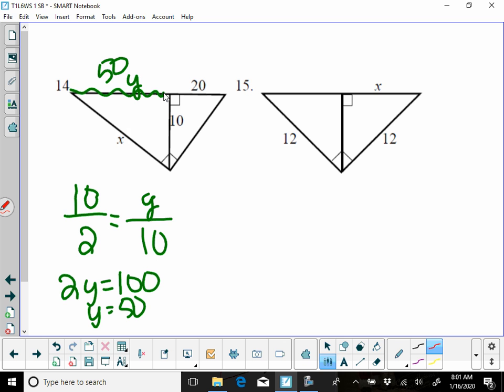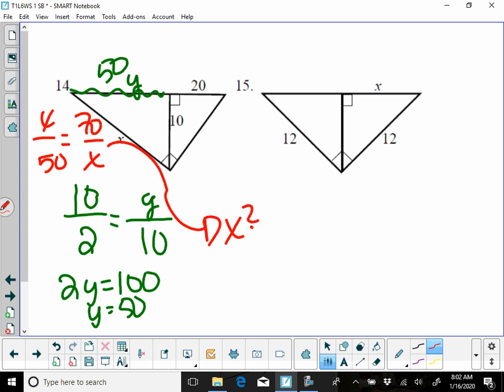Or you could do leg up, leg down, hypotenuse piece, hypotenuse. So if you did leg up, leg down, then X would be your leg. So leg up, leg down, hypotenuse piece will be 50, and the whole hypotenuse would be 70. So you'd have X squared, sorry, ran out of room. X squared is going to equal 3,500, and then you need to break down the square root of 3,500.